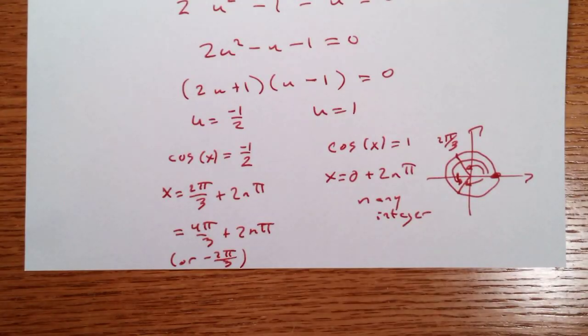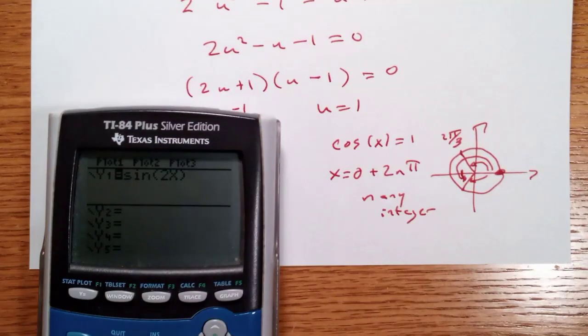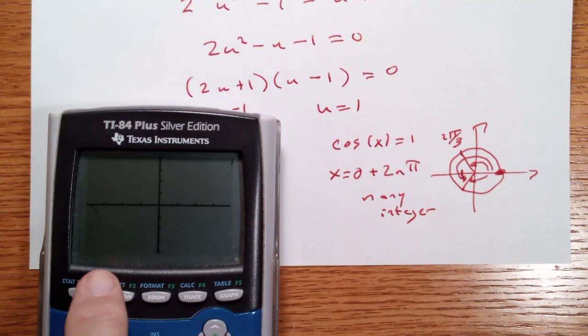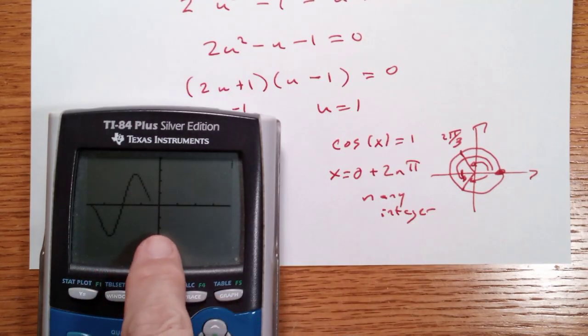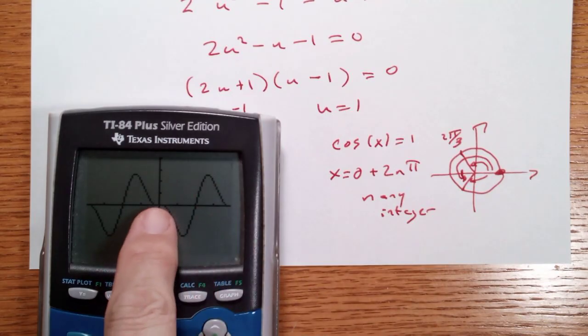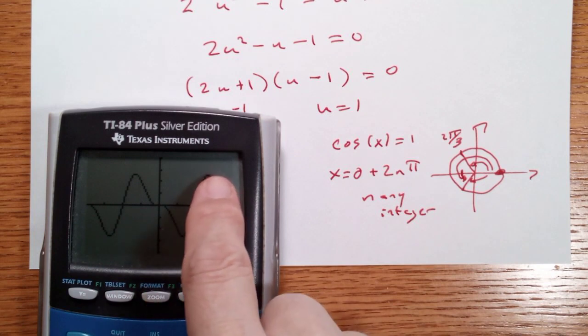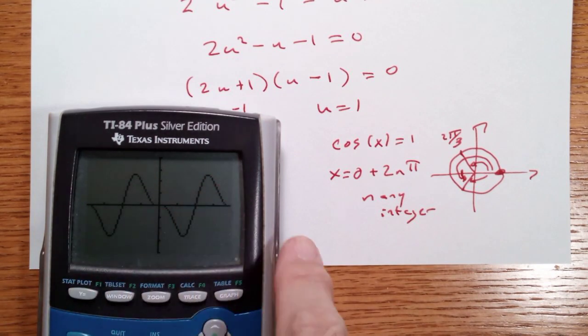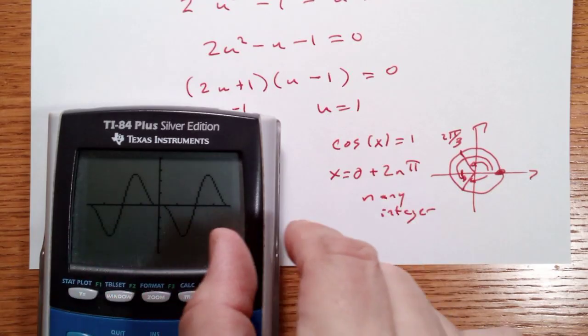We found all the possible places where this graph has a horizontal tangent line. By the way, if you look at this graph, you will see sine 2x minus 2 sine x, with zeros at 0, 2 pi over 3, 4 pi over 3. And it repeats. That's what the plus 2n pi does. It repeats every 2 pi.